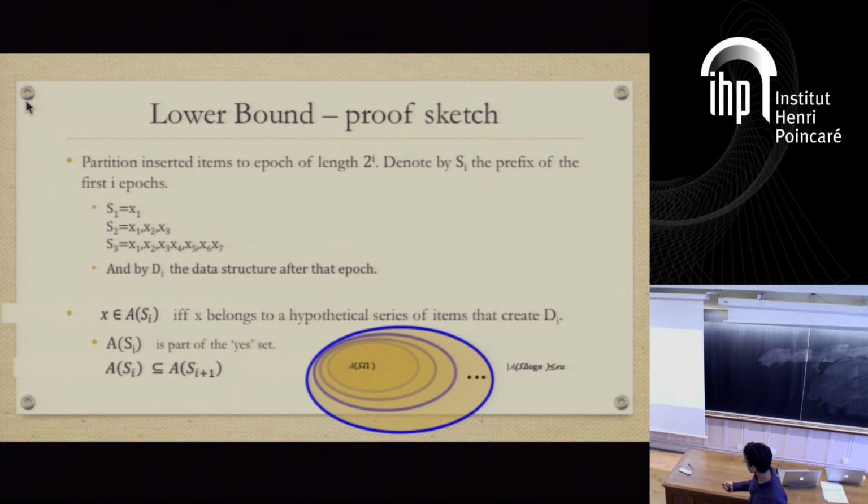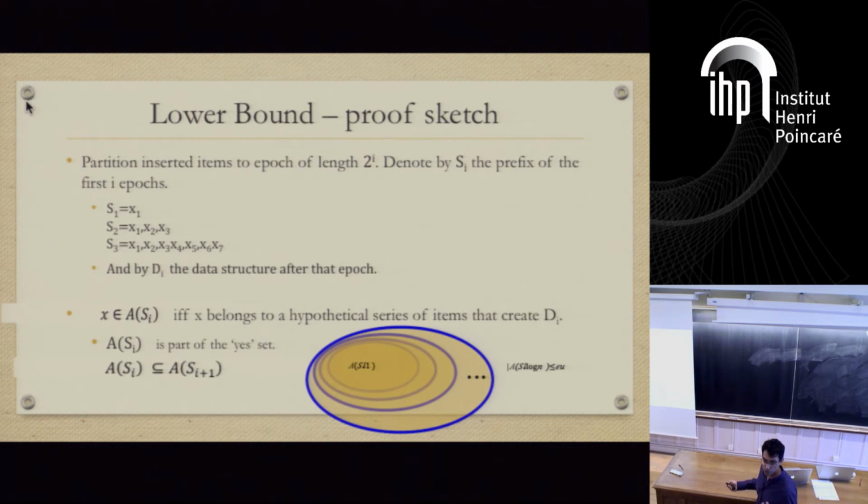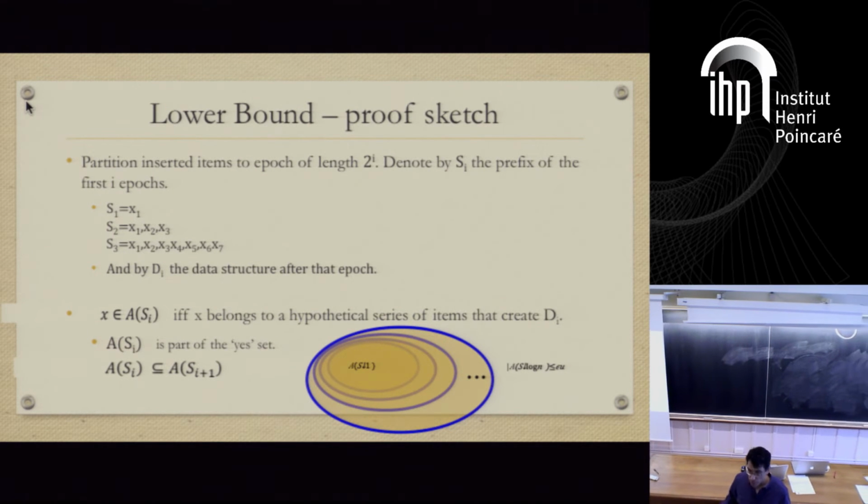Okay, but when the answer set is defined in such a way, then we know that A of S_i is contained in A of S_{i+1}. And why is that? Because if an item belongs here, then we could play the history which is the certificate for this item, up until the end of this epoch, and then insert the next epoch and get the next data structure. So we have this containment. Okay, this is in fact the most important definition in this proof.